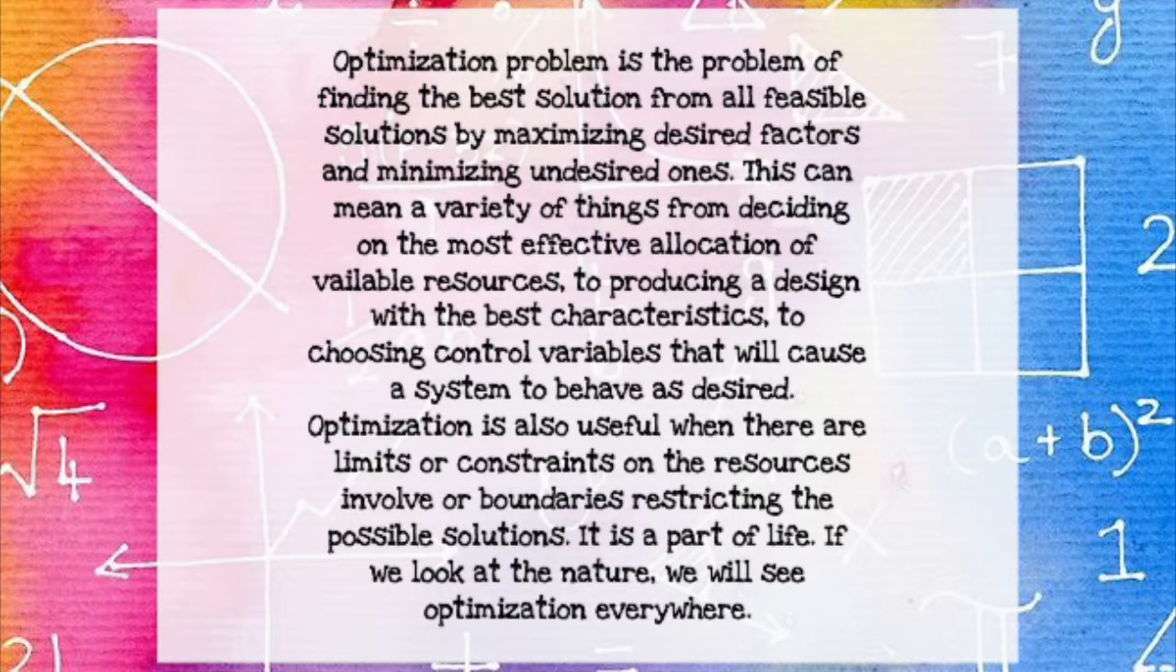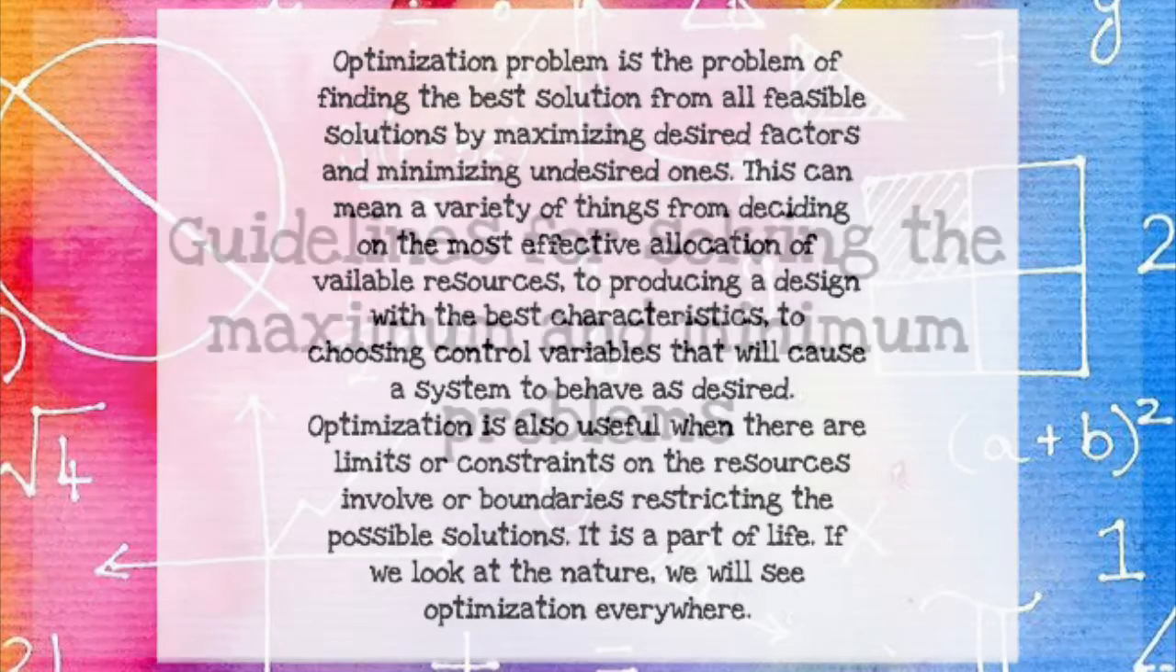undesired ones. This can mean a variety of things, from deciding on the most effective allocation of available resources, to producing a design with the best characteristics, to choosing control variables that will cause a system to behave as desired. Optimization is also useful when there are limits or constraints on the resources involved or boundaries restricting the possible solutions. Optimization is a part of life. If we look at nature, we will see optimization everywhere.